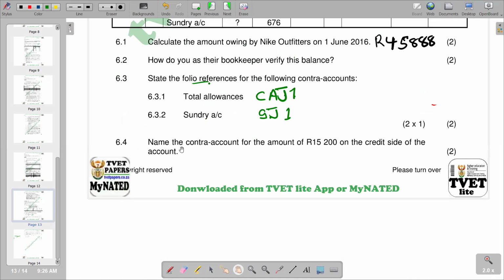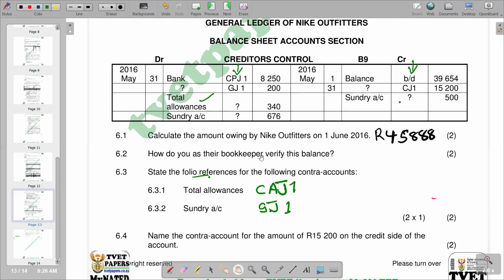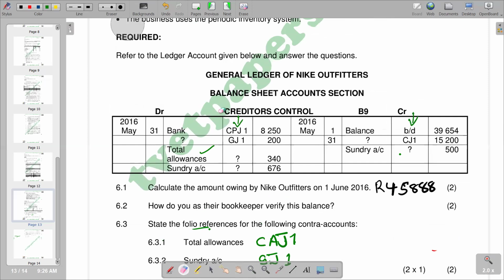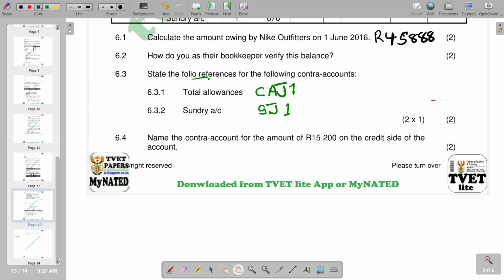We go to the next question. Name the control account for the amount of 15,200 on the credit side of the account. So if you go to the credit side of the account, 15,200, we'll try to see where we have that amount. So 15,200, we have it here. So the question is asking us what name of account we should put on 15,200. But we check in terms of the folio reference. This is the creditors journal. So obviously, the information that we take from the creditors journal is the total purchases information. So 6.4, we are saying total purchases. So this is what we have on that part.